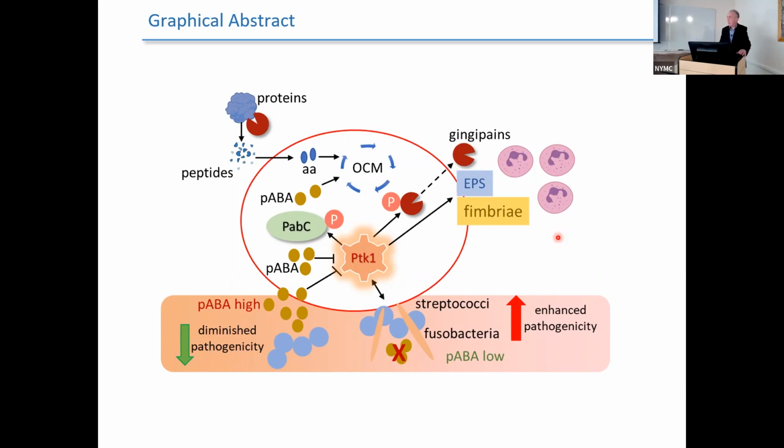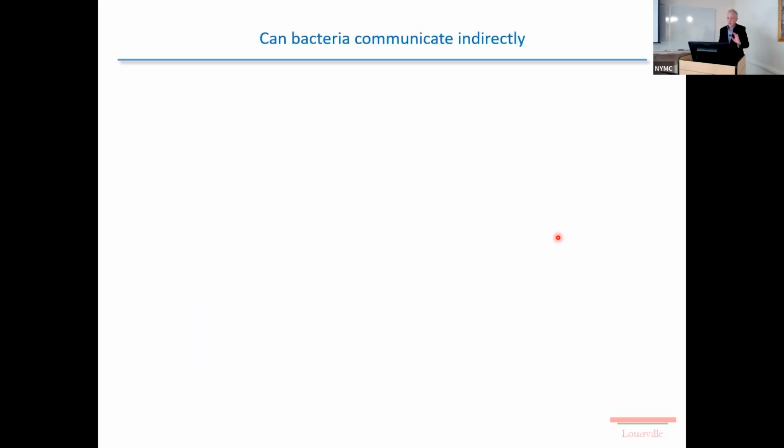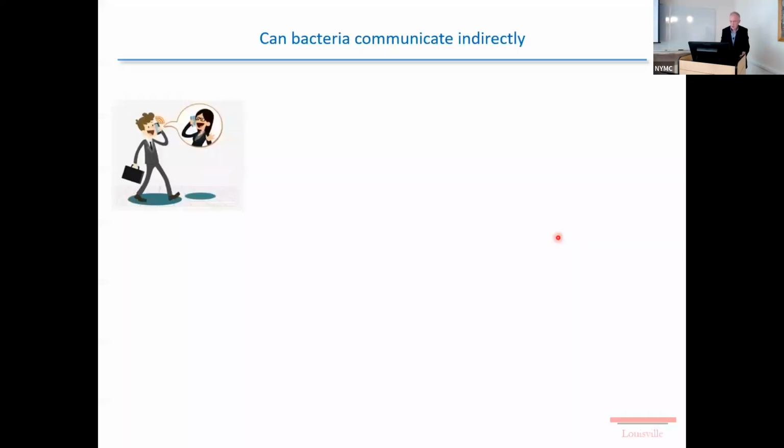Okay, so that was how these bacteria communicate with each other directly. Okay, so direct communication, physical and chemical, between P. gingivalis and Strep rhodoni. So kind of like this, they're talking on their cell phone.